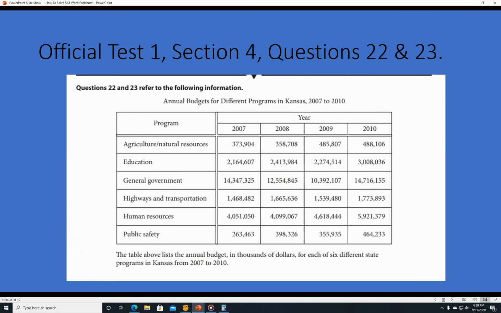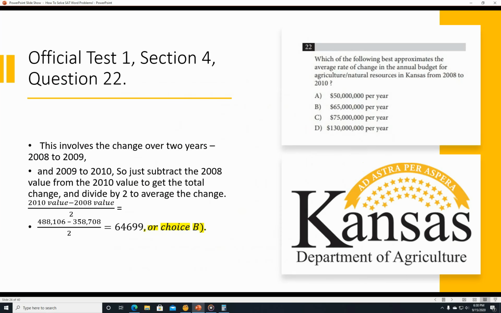All right, questions 22 and 23 refer to the following information. Here are the annual budgets for different programs in Kansas, 2007 to 2010. All right, so let's look at question 22. Which of the following best approximates the average rate of change in the annual budget for the agriculture/natural resources in Kansas from 2008 to 2010?